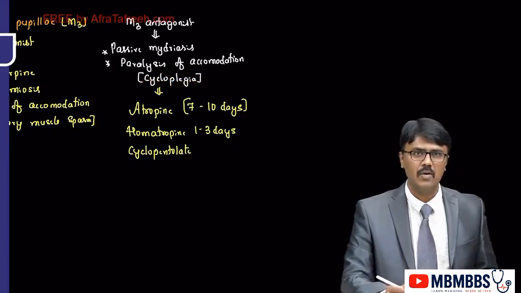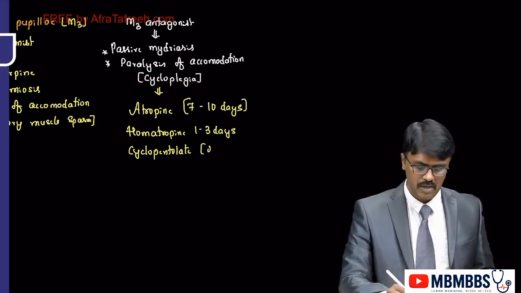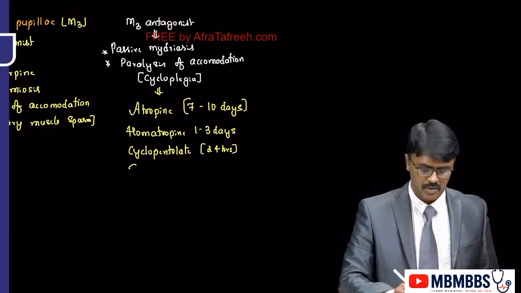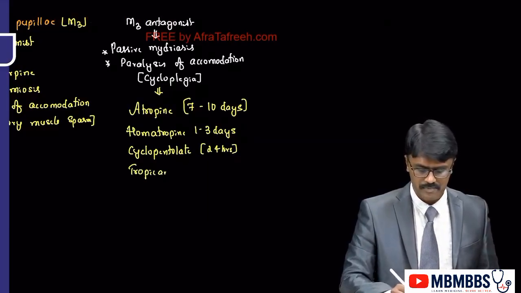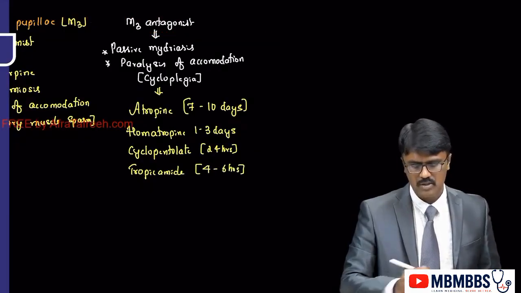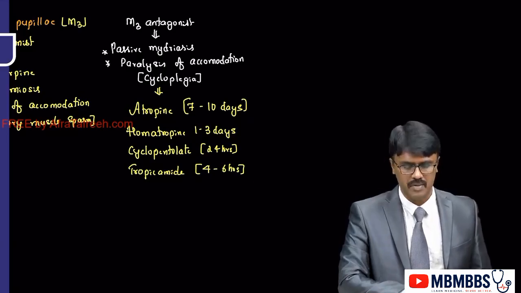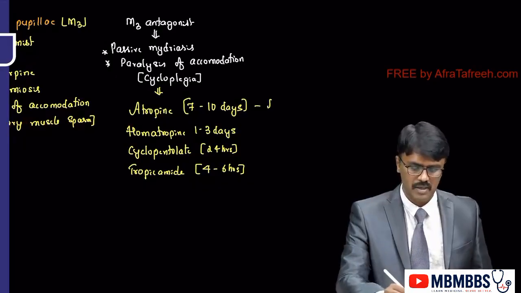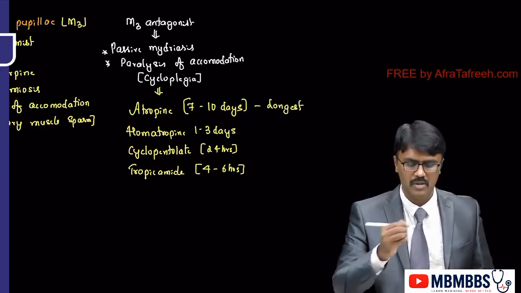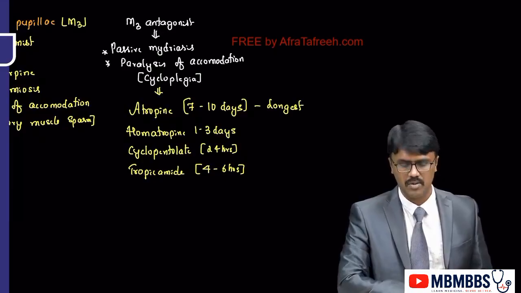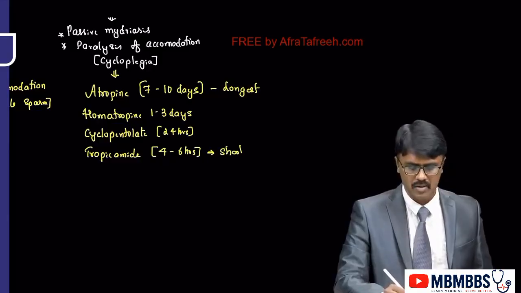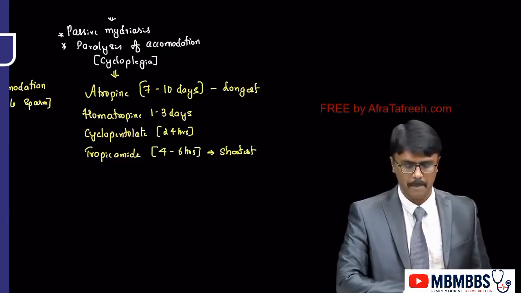The name is cyclopentolate and that works for 24 hours, or you can remember it as 1 day. Tropicamide is another drug which has a duration of action of 4 to 6 hours. So they can ask in the exam, what is the longest acting mydriatic? That is the passive mydriatic atropine. So in the exam, they can ask you the question, which is the longest acting passive mydriatic? It is atropine. What is the shortest acting mydriatic? You can write it as tropicamide. It's a passive mydriatic, shortest acting.